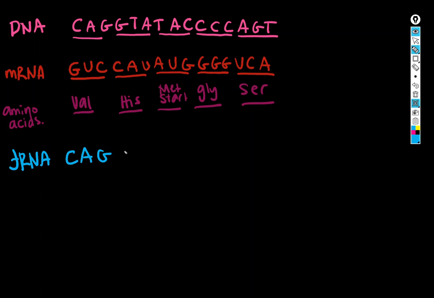Let's see here. G, U, A. And so I've done that based on the mRNA so far, but remember, the quick and dirty way to get a tRNA sequence is to look at the DNA sequence and just replace all the T's with U's. So that's what we're gonna do. So let's see.